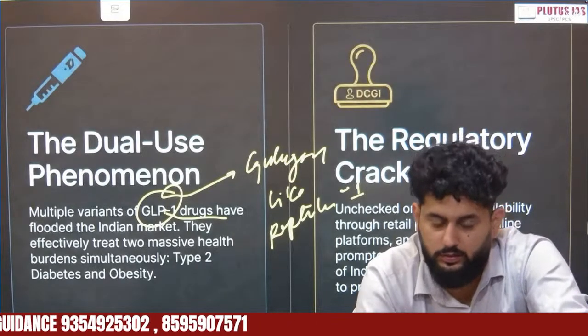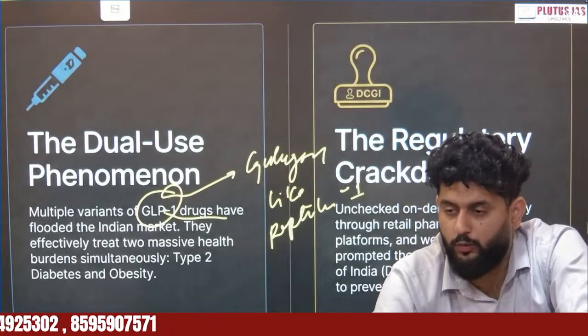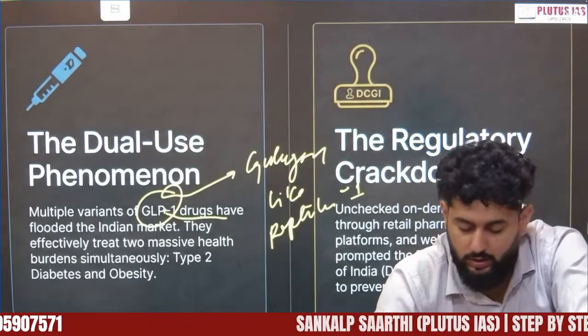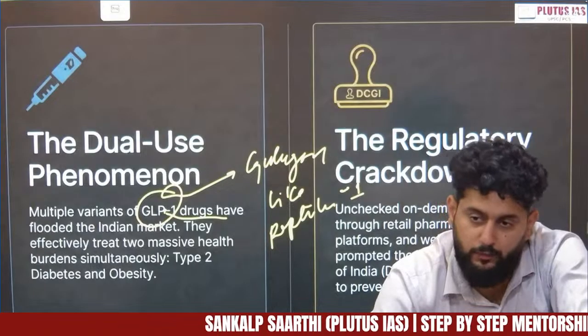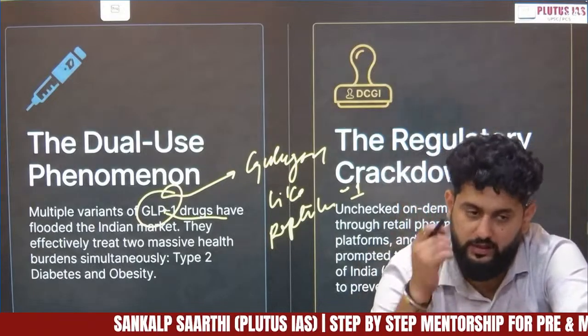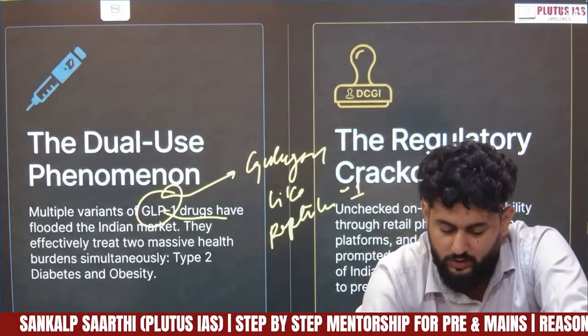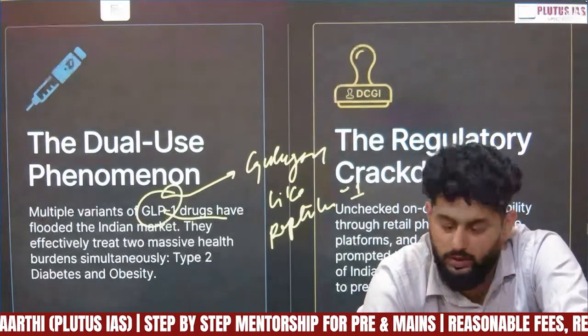What is the criteria or classification for obesity? BMI? So overweight is 23 to 24.9, and 25 and above is obesity. Okay? And these are Asian or Indian standards. उन चीजों के हिसाब से.